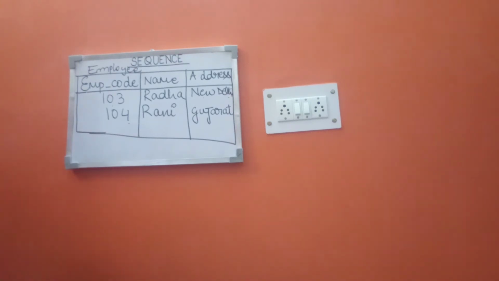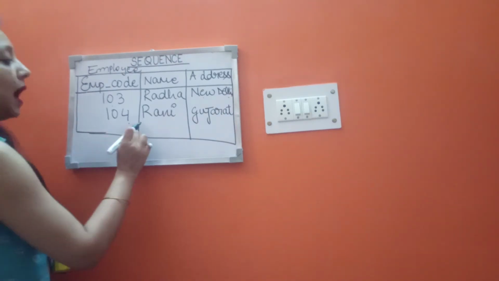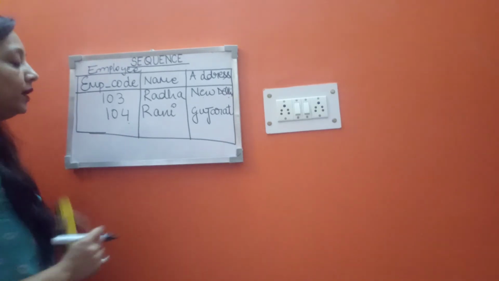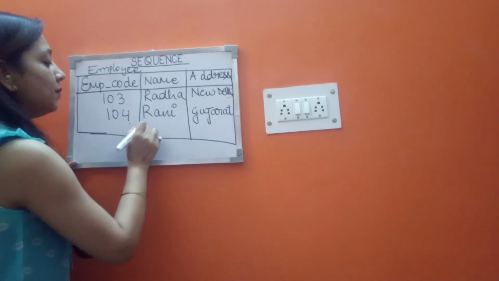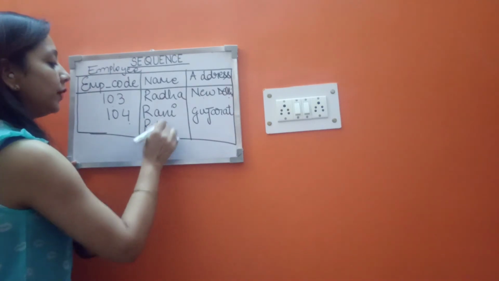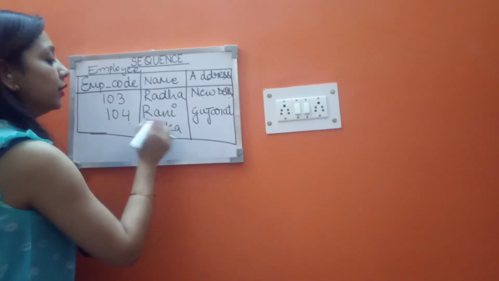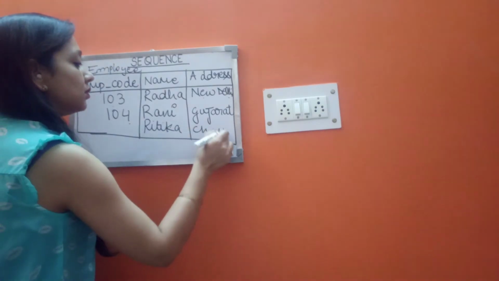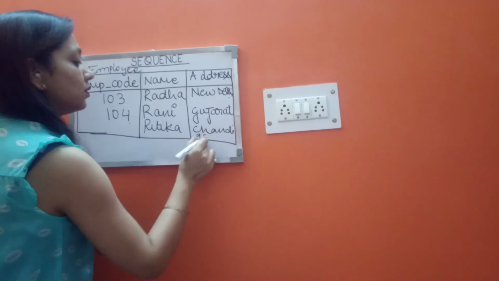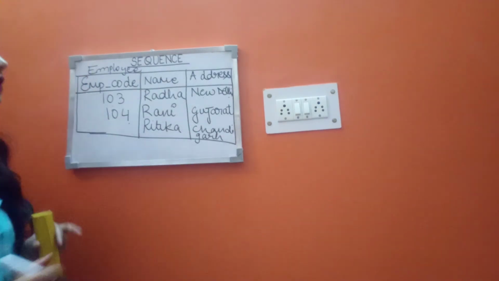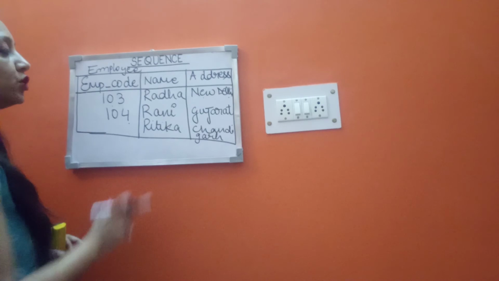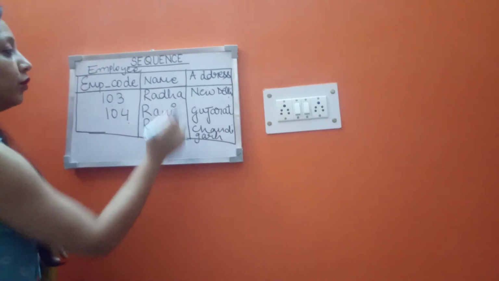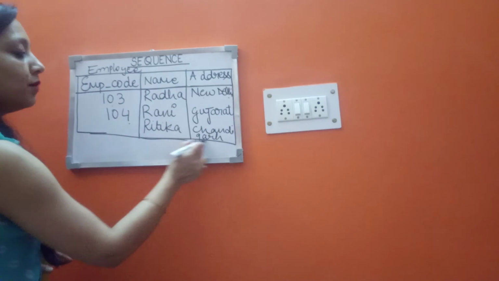Now I want that every time I add a new record in this table, say for example a new employee has joined the organization whose name is Ritika and her address is Chandigarh. So Ritika from Chandigarh has joined the organization, so it will take the name of the employee and put it over here. It will take the address of the employee and put it over here.